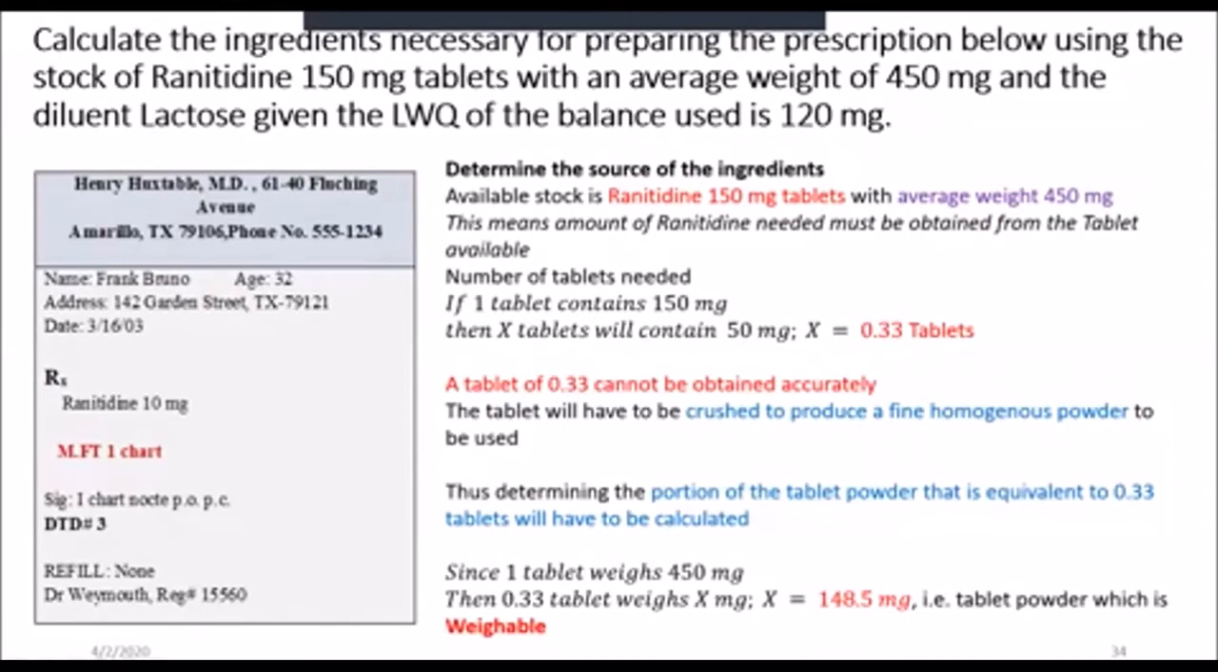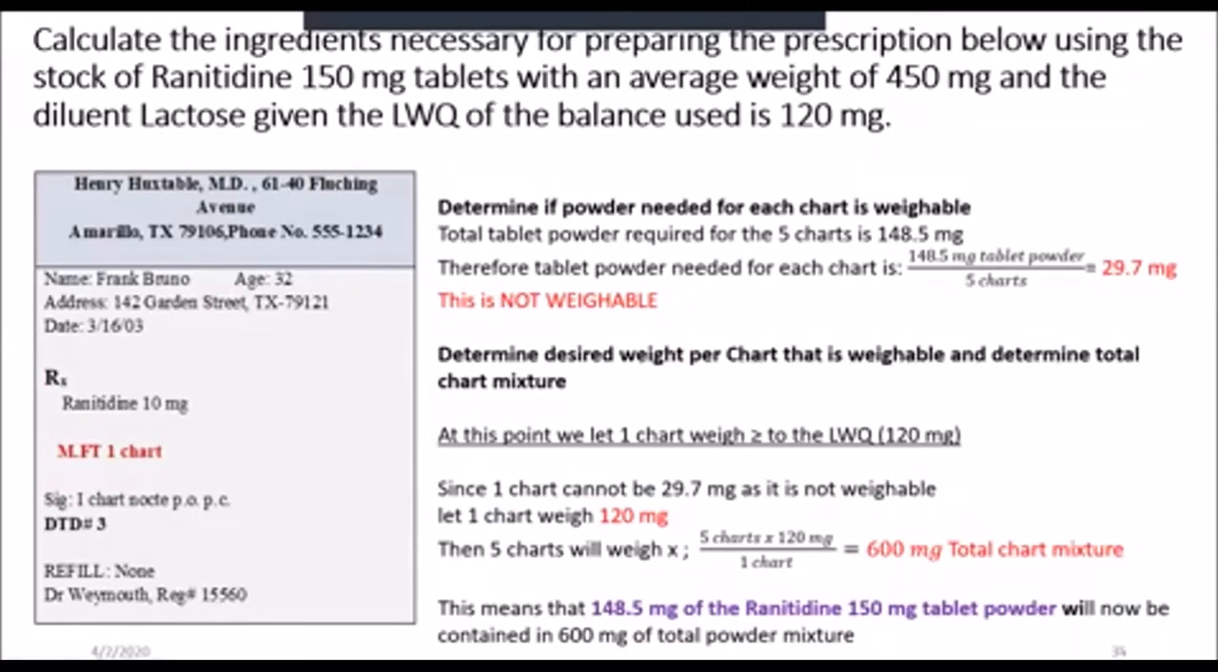So since one tablet will weigh 450 milligrams, then 0.33 tablets should weigh 148.5 milligrams. This means that if I crush one tablet, which I would have to crush to find homogeneous powder, I will weigh off 148.5 milligrams of that tablet powder. That will contain my 50 milligrams of ranitidine that I need.